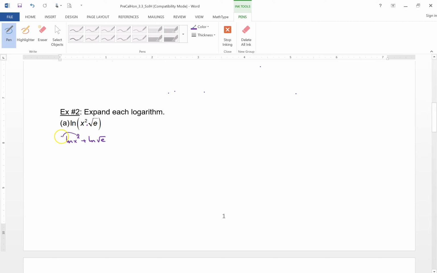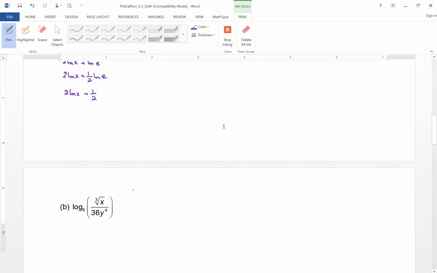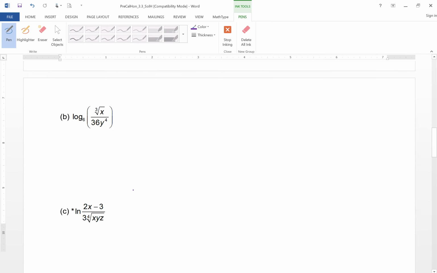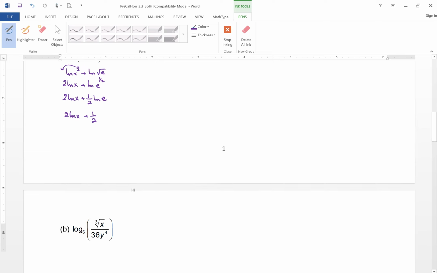So the 2, which is an exponent, will come down and it'll be a coefficient, plus ln of e to the what? 1/2, right? So here we have 2 ln of x plus 1/2 ln of e, which will be 2 ln of x plus 1/2. Okay? Yeah. So this is one of the basic ones, and then they can be more complex. Level of difficulty is pretty much the same for these.